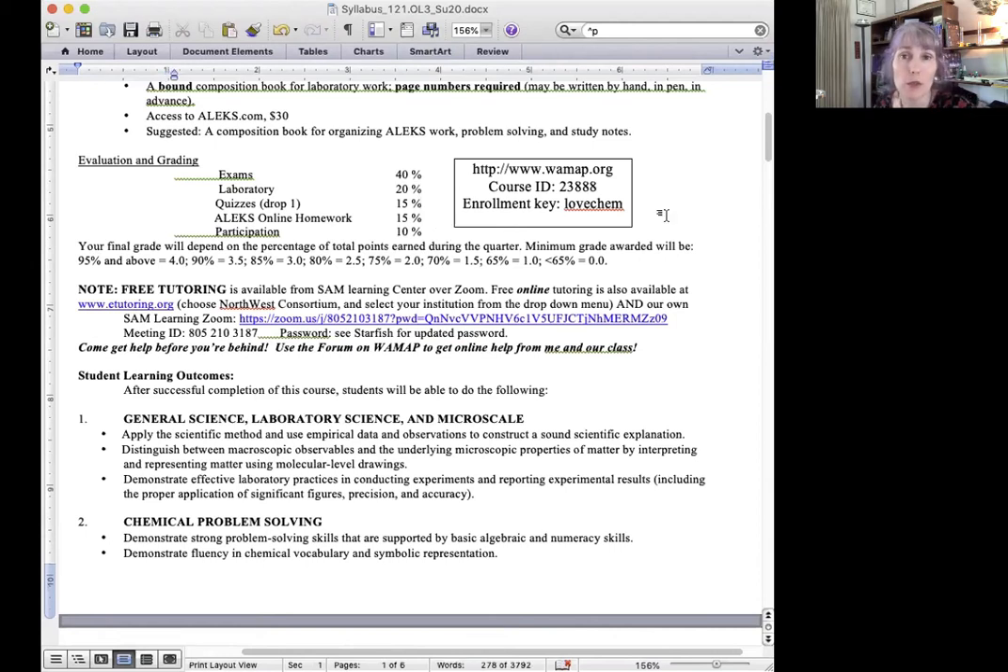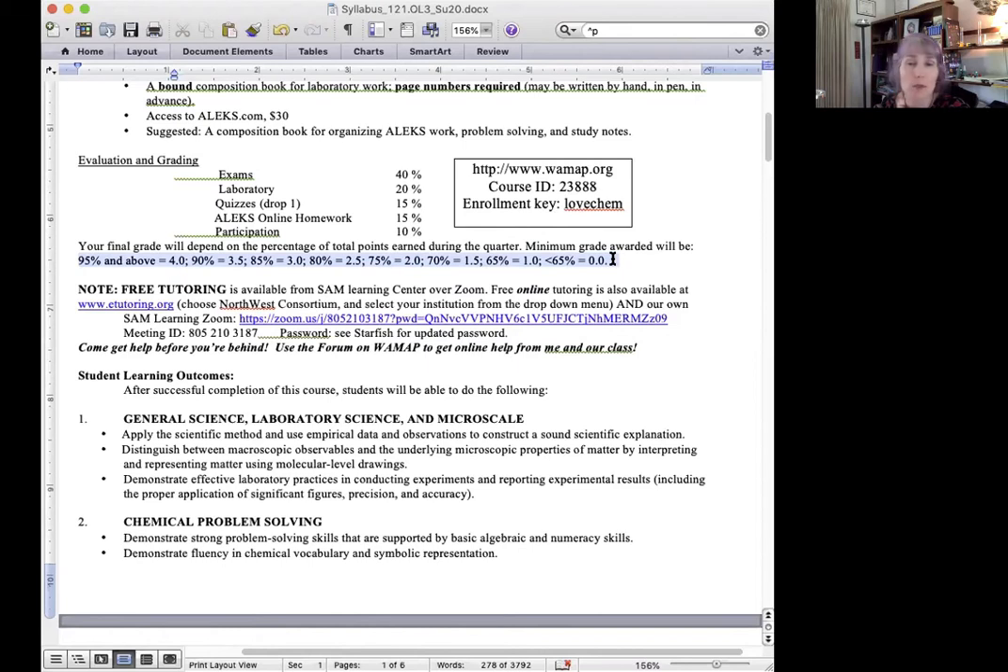Our course website will be WAMAP, and I'm going to run through a tour of that separately. It's listed next in the syllabus, but at wamap.org, you'll make an account, enter the course ID, and our enrollment key is LoveChem, which is the same as our Zoom password. Please don't share it.